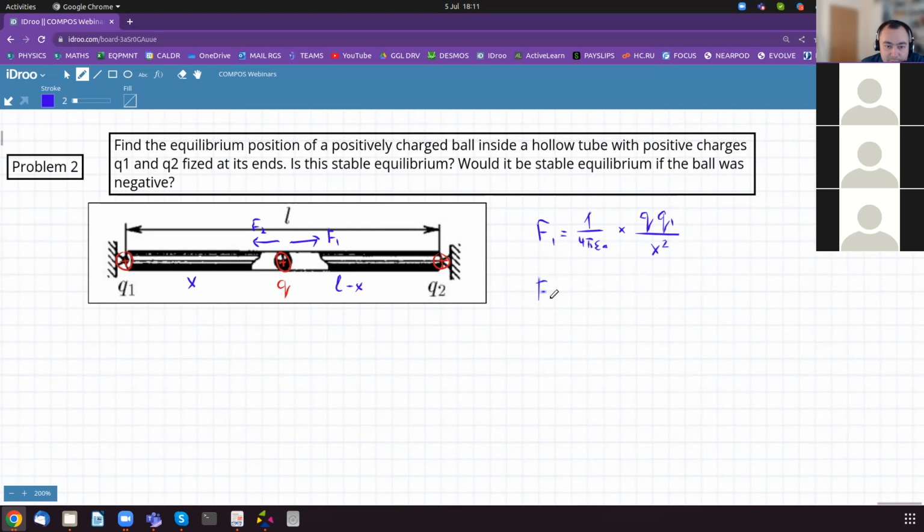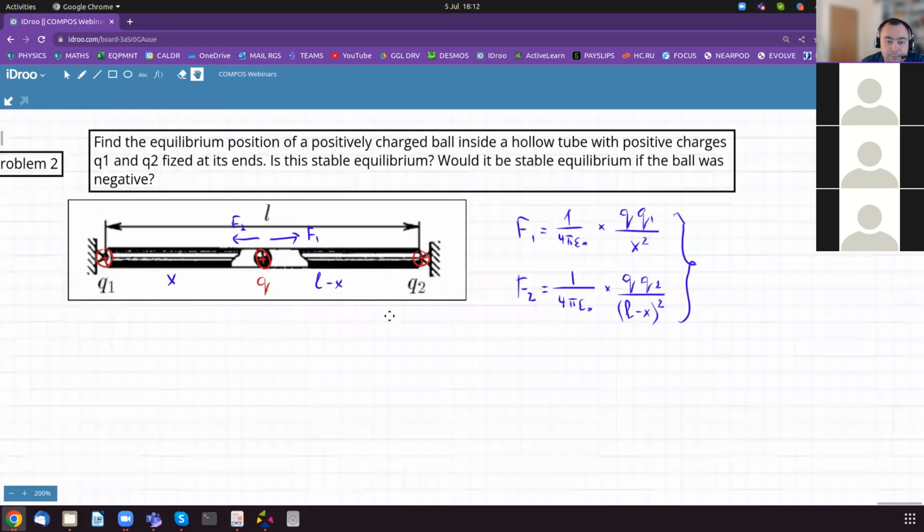And F2, the second force. Well, I'm doing modulus of forces. I'm not really interested in the direction because the direction is obvious from the diagram. Mostly in physics, you do that. If the direction is obvious, you don't bother with the signs. So I'm just making them all positive. 1 over 4 pi epsilon naught times Q multiplied by Q2 over L minus x squared. And of course, the forces are equal.